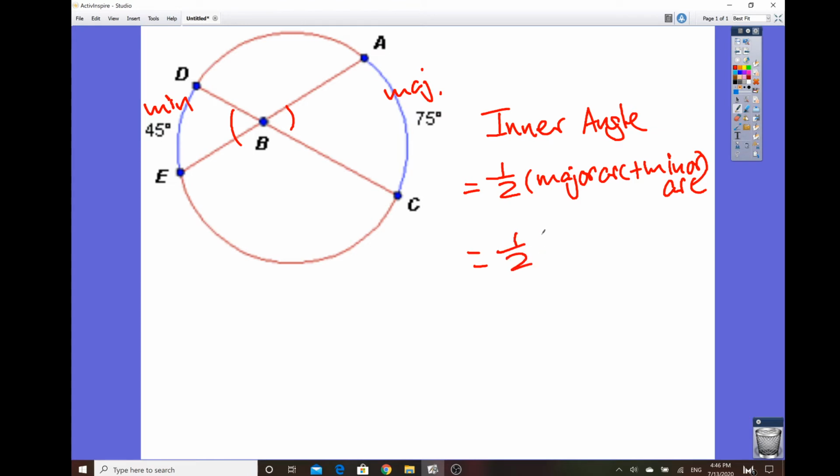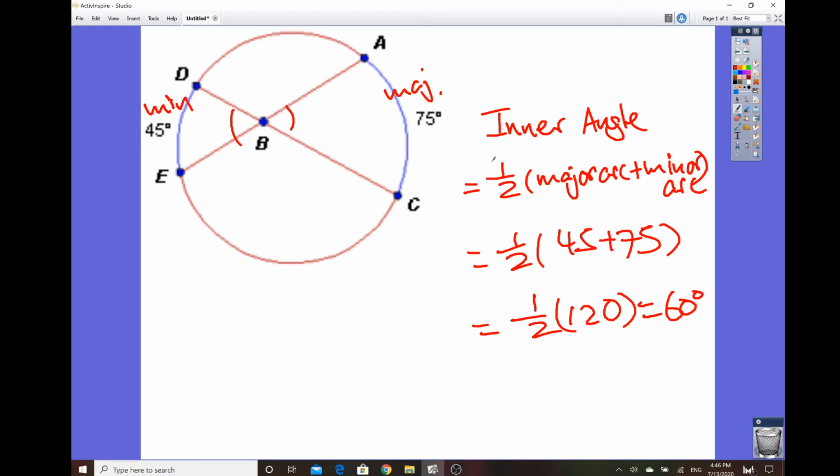So 1/2 times the quantity of 45 plus 75. 45 plus 75 is 120. So half of 120 would be 60 degrees. So anytime you see a problem like that, finding the measure of the inner angle, we use the same formula: 1/2 times the quantity of the major arc plus the minor arc.